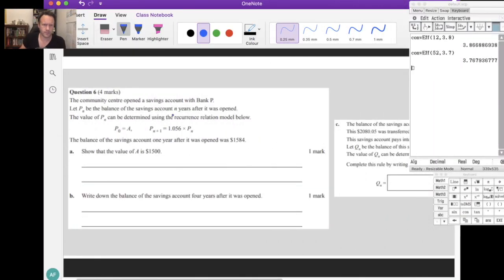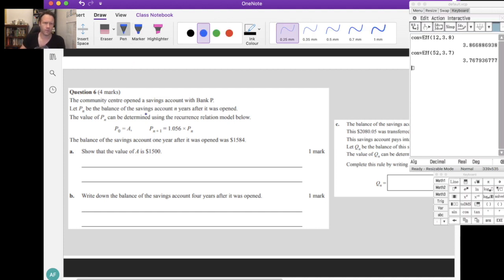The community centre opened a savings account with Bank P. Let Pn be the balance of the savings account n years after it was opened. The value of Pn can be determined using the recurrence relation below. The balance of the savings account 1 year after it was opened was $1,584. Show that the value of A is $1,500.